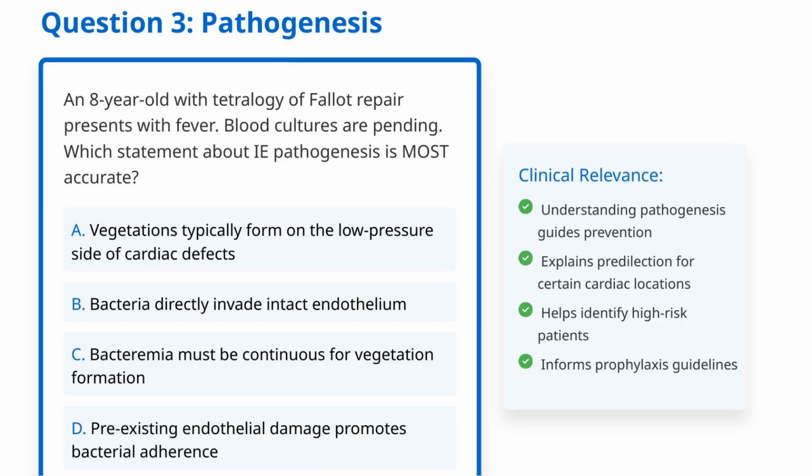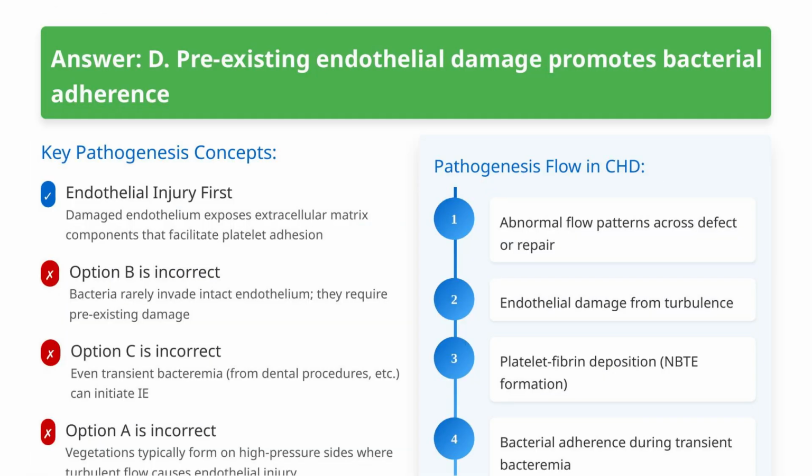Question 3. An 8-year-old with tetralogy of Fallot repair presents with fever. Blood cultures are pending. Which statement about infective endocarditis pathogenesis is most accurate? The options are A. Vegetations typically form on the low-pressure side of cardiac defects. B. Bacteria directly invade intact endothelium. C. Bacteremia must be continuous for vegetation formation. Or D. Pre-existing endothelial damage promotes bacterial adherence. Consider the sequence of events in vegetation formation and which factors facilitate bacterial colonization in patients with congenital heart disease repair. The correct answer is D.